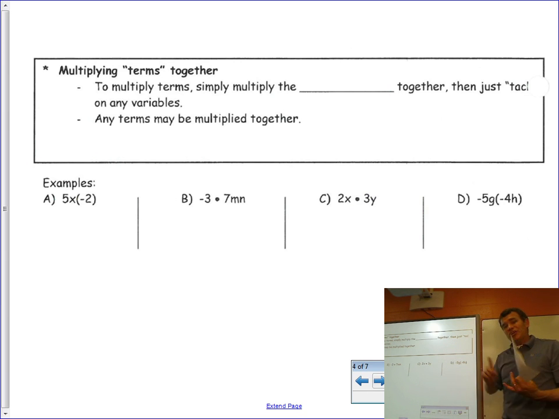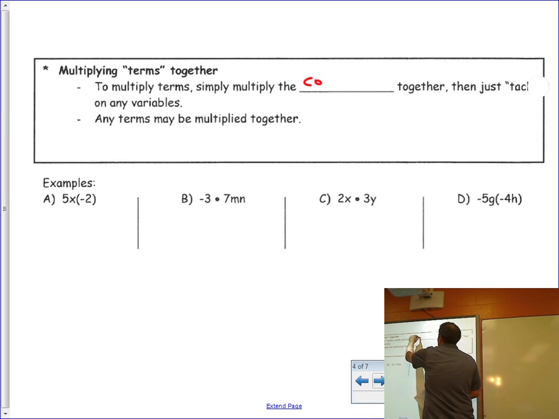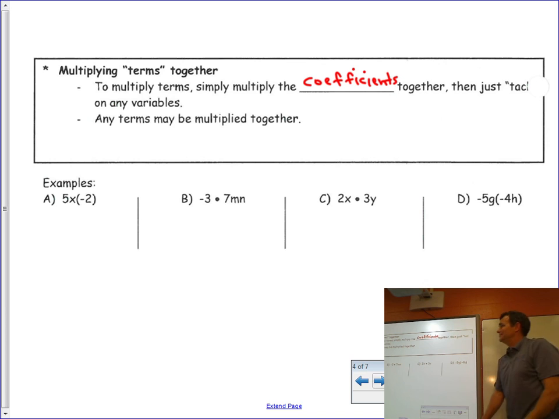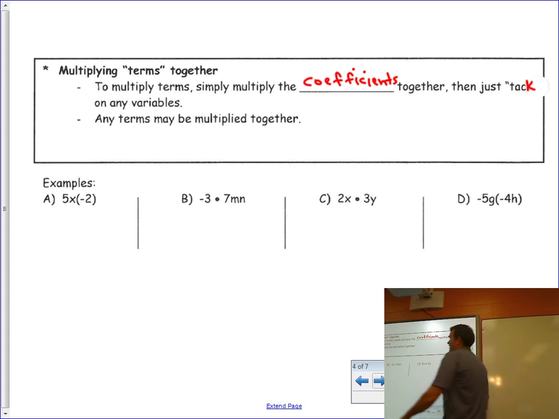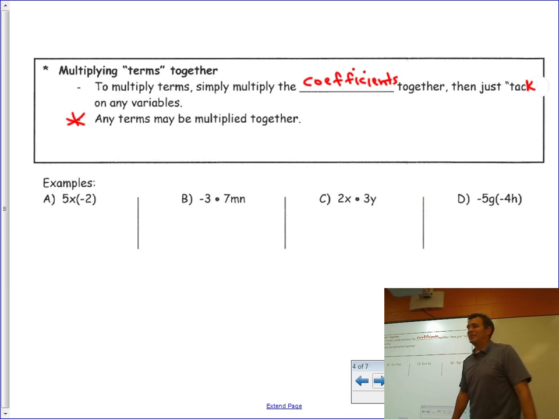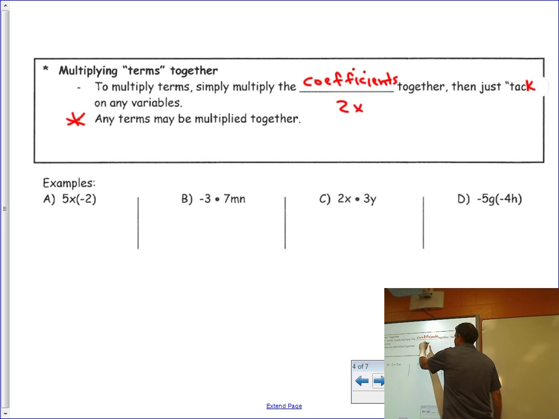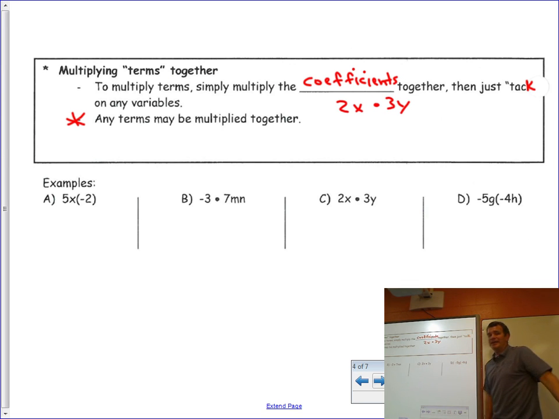So, now that we know what terms are, and we know what expressions are, let's look at multiplying terms together. How do we multiply terms together? Well, all you do is you multiply the coefficients together. And then you just tack on any variables. And an important note here is that any terms can be multiplied together. A simple example might look like this. 2x times 3y.